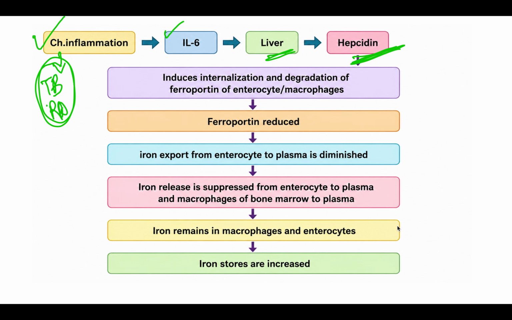Now hepcidin will do its own work. What is hepcidin doing? Hepcidin will cause internalization and blockage of ferroportin. Now as we know, if ferroportin is blocked, it will not allow the iron to go out. So the iron export from the enterocyte into the plasma is diminished, and the iron will remain in the macrophages and enterocytes. Therefore iron stores will be present, but iron in the plasma will be low.